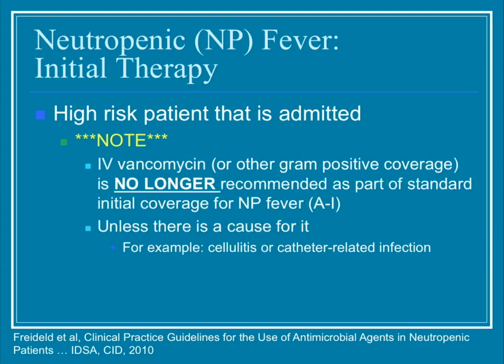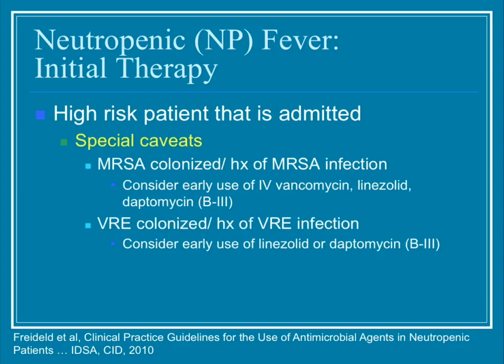IV vancomycin is no longer recommended as part of the standard initial workup for neutropenic fever. This is an A1 indication unless there's something you can see on physical exam, because physical exam still counts in our patient population. Cellulitis or catheter-related infection is usually the main reason for this. There are special caveats stating, for example, to consider early use of IV vanc, linezolid, or dapto in patients who are MRSA colonized, and for VRE, linezolid or dapto.